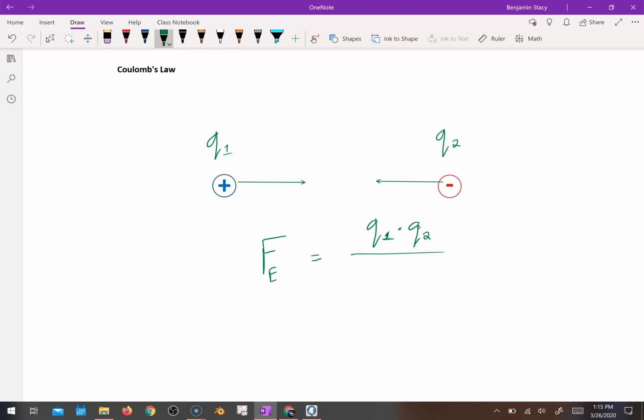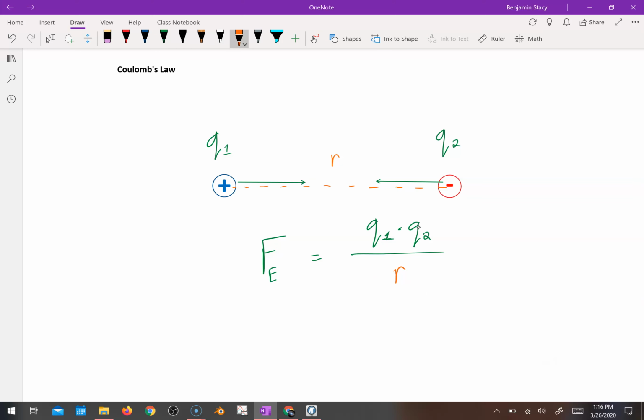And downstairs, I want to represent the distance between them. If we go with our dotted orange line here, that's the distance between these two objects. We'll symbolize that with the letter r for radial distance. Then downstairs I have r because if they get closer together, r is smaller, and that makes the force stronger. If they're very far away, then r is a larger number. When this denominator gets larger, the total value of our fraction goes down, and the force goes down. So closer together means stronger force.